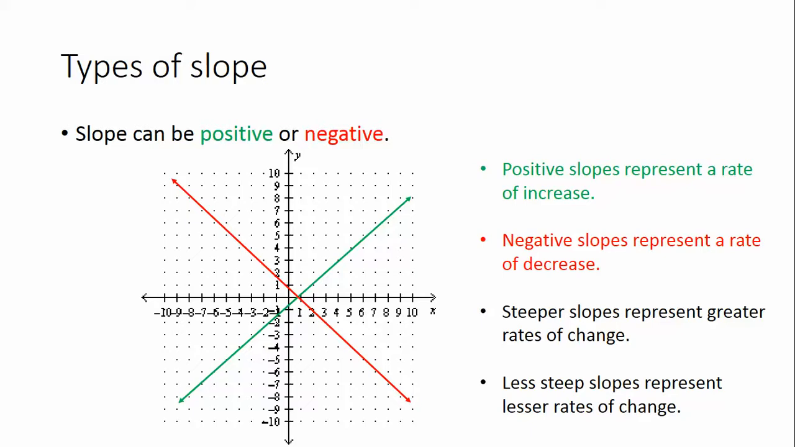So positive slopes represent a rate of increase. So that means that as you move along this line from left to right, we are increasing. We're going up, up, up. Negative slopes represent a rate of decrease. So things are going downhill as you move from left to right. So again, steeper slopes represent a greater rate of change, while less steep slopes represent a lesser rate of change. When you hear the term rate of change, that means slope.